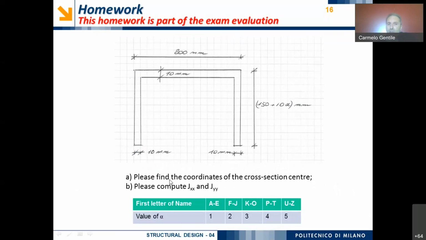Afterwards, I have defined a C-shaped channel cross-section, and with reference to this cross-section, I would like to ask you to please find the coordinates of the center of the cross-section, okay? And afterwards, I would like to ask you the inertia moment with respect to the horizontal and vertical axis passing through the center of the cross-section. In this case, the difference between the different exercises is again in terms of this coefficient alpha, which rules the height of this channel, okay?